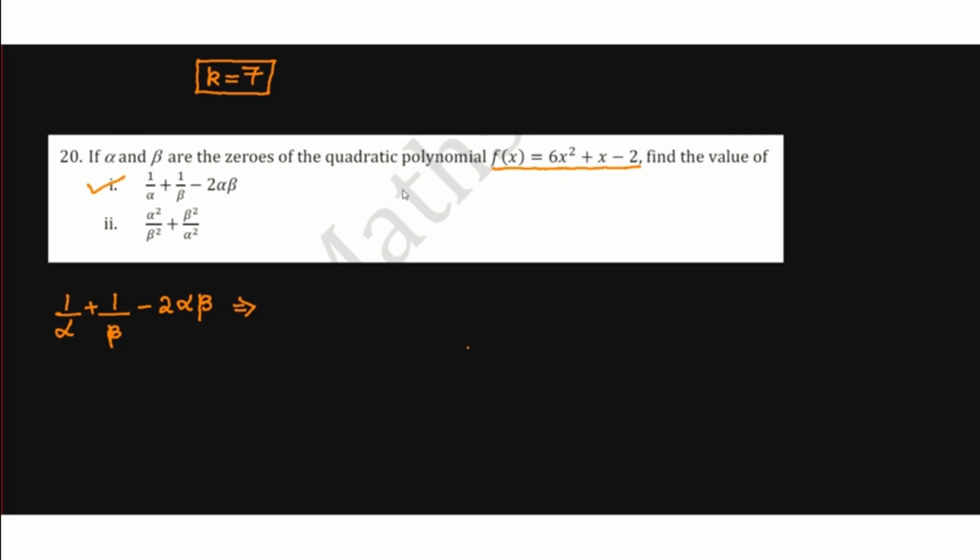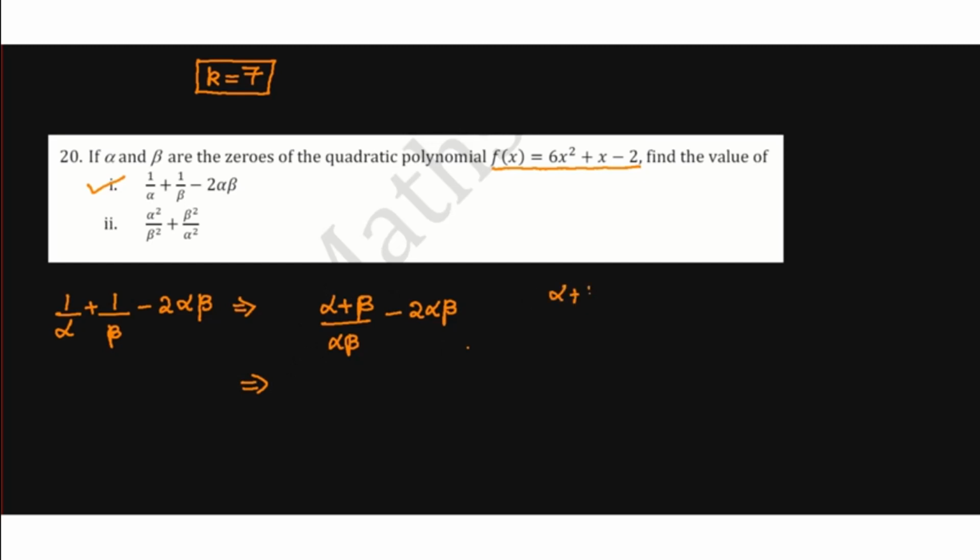the value. So in order to convert this as alpha plus beta, we are going to take LCM for the first two terms. So when I take LCM, I get alpha plus beta by alpha beta minus 2 alpha beta. Now I know the values of alpha plus beta and the sum becomes easy. So first we have to find the values of alpha plus beta.